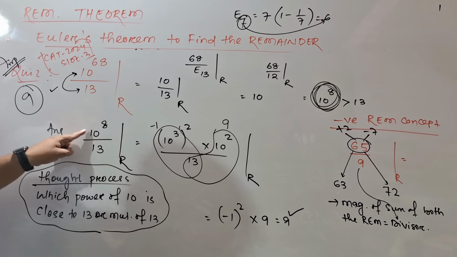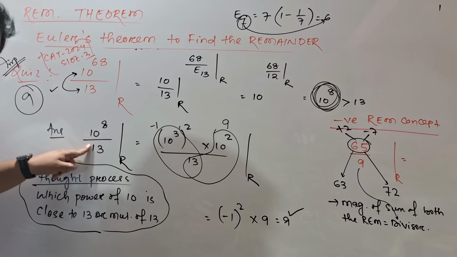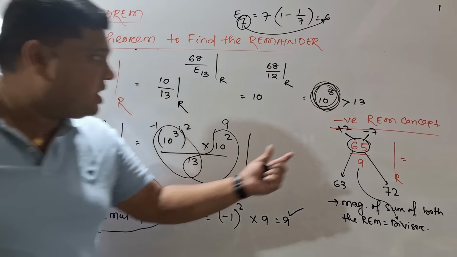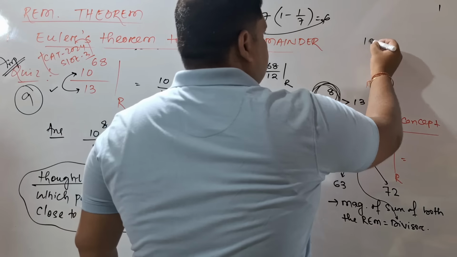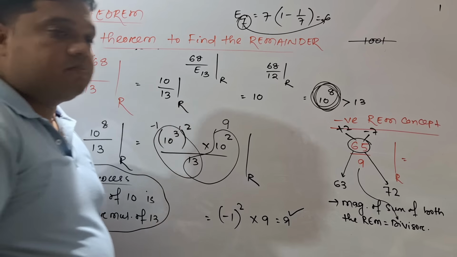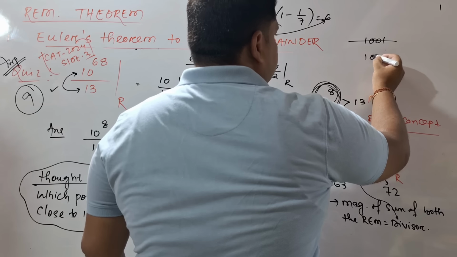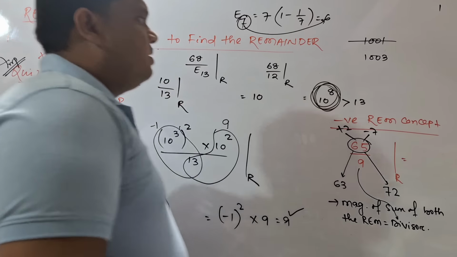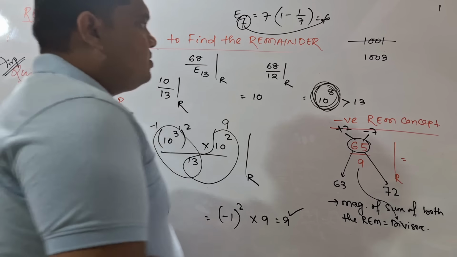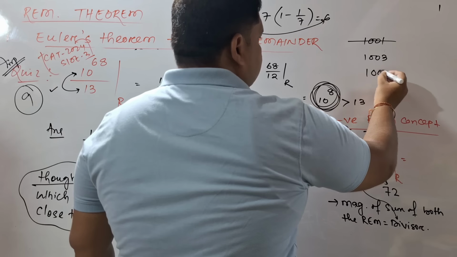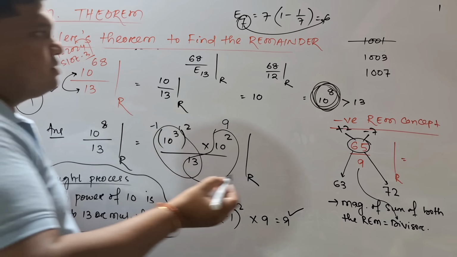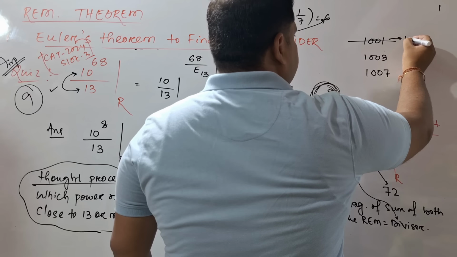You have to think which power of 10 is close to 13 or multiples of 13. And you know 1001 is not a prime number. It's a composite number. It is of the 13k form. Similarly, 1003 is of the 17k form. Similarly, 1007 is of the 19k form. Sorry, 1003 is 17k, and this one, 1001, is of the 13k form.